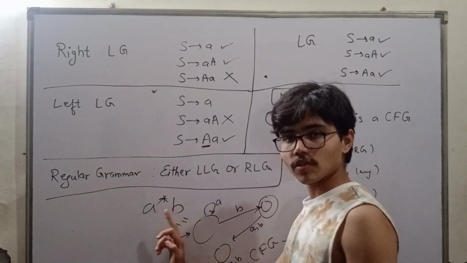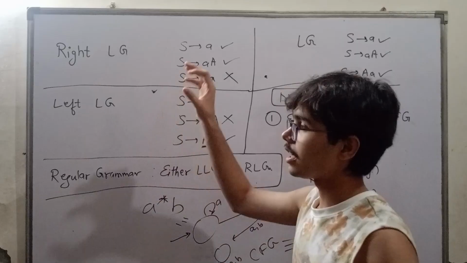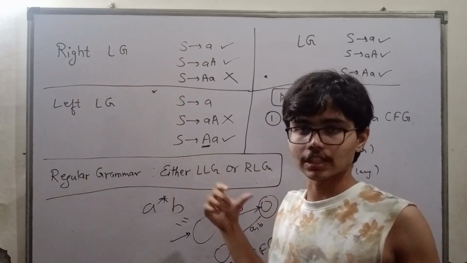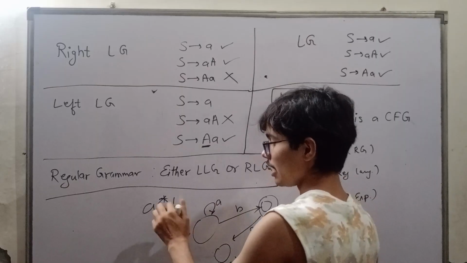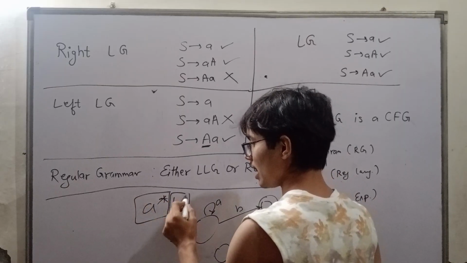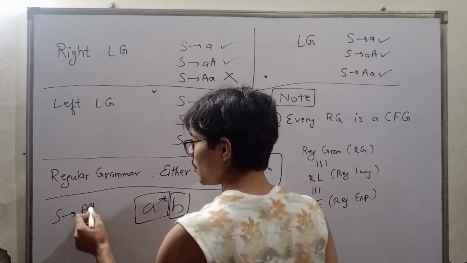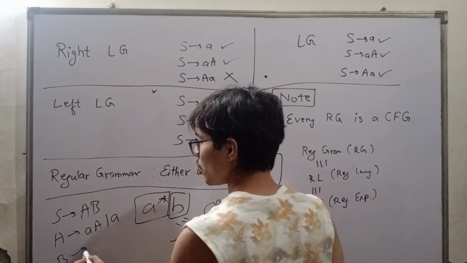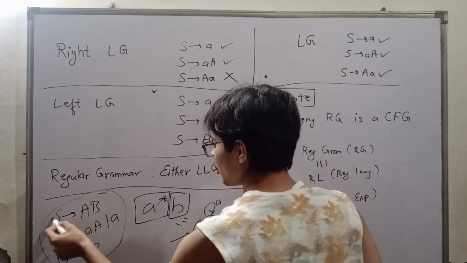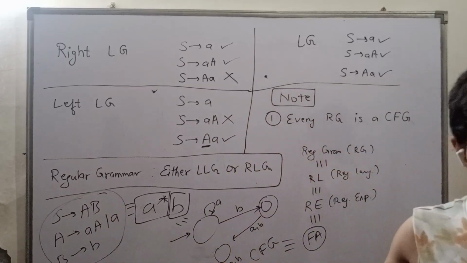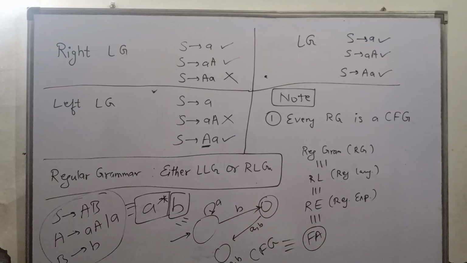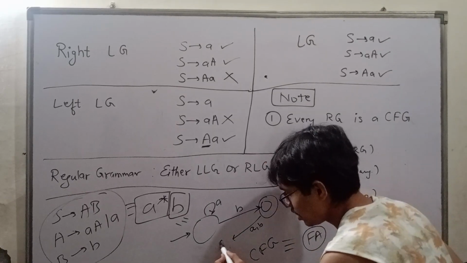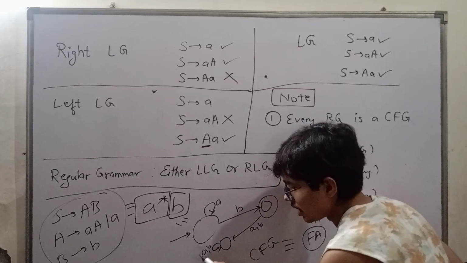How can we make a context-free grammar of this language? We practice many questions on context-free grammar, on how we can make it from analysis. We divide this into two parts, A star and B. So S goes to AB, where A generates A star and B generates B. This is the equivalent context-free grammar. You can analyze this and see how things fall in place.